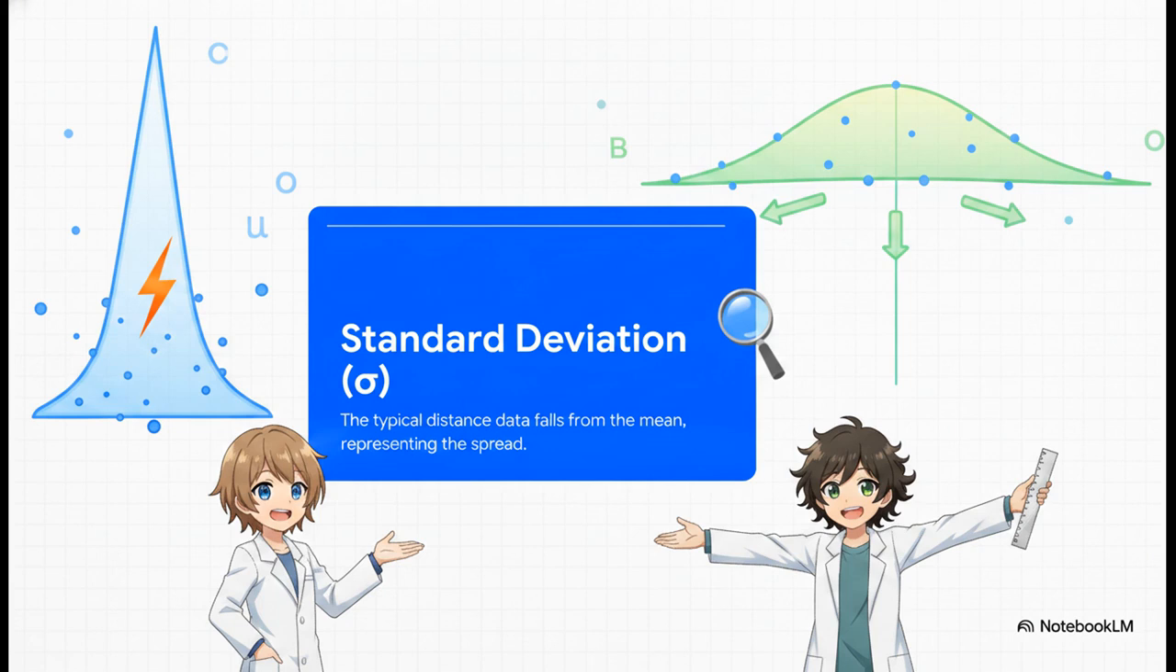The second lever is the standard deviation, represented by the Greek letter sigma. If the mean tells us where the center is, the standard deviation acts as the stretch. It tells us exactly how widely the data is dispersed away from that center. A small standard deviation? That means your data is tightly clustered right around the mean, like a sharp spike. A large standard deviation means the data is stretched way out, giving you a much flatter, wider bell.